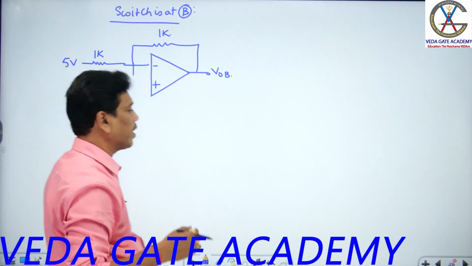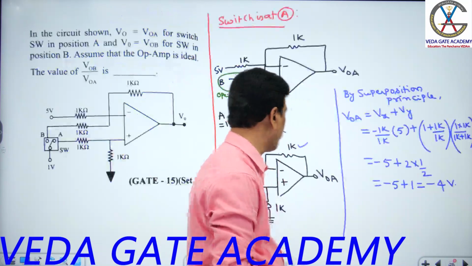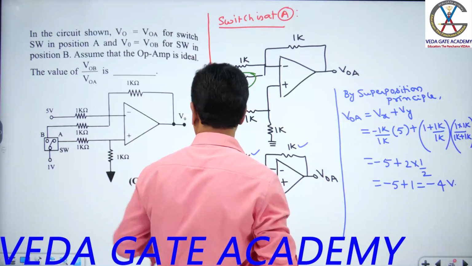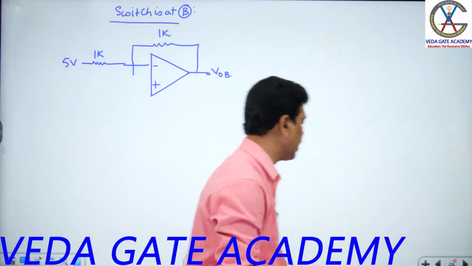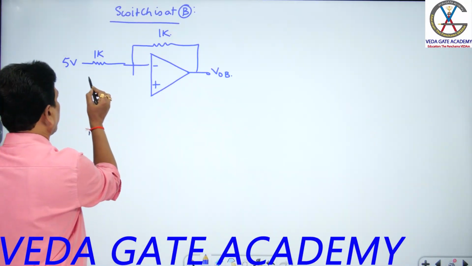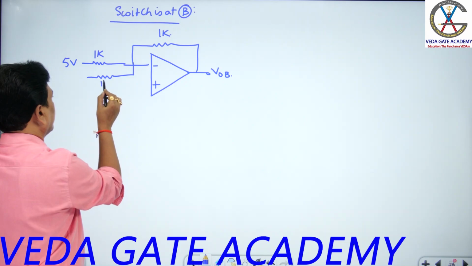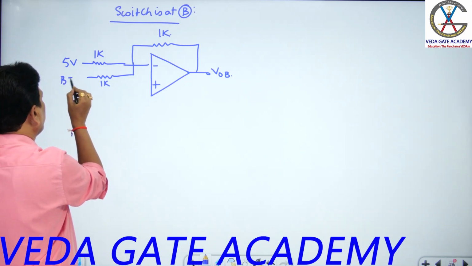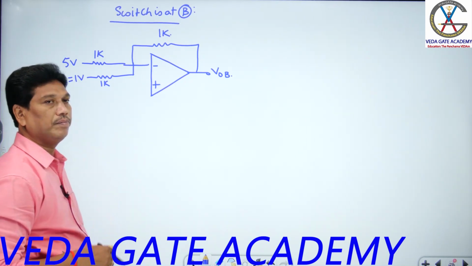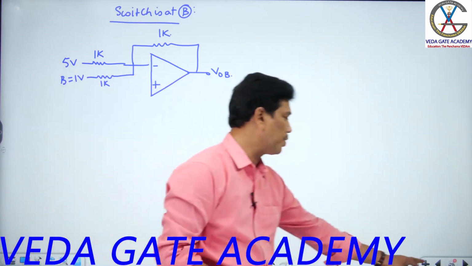So what are the corresponding, sir? B position is connected there. That is 1 volt is connected. 1K to B position of 5 volt, sir, 1 volt is there. The switch is connected to B, which means this is B position, sir. There 1 volt is connected. Okay. Now under that condition, A is disconnected, sir.